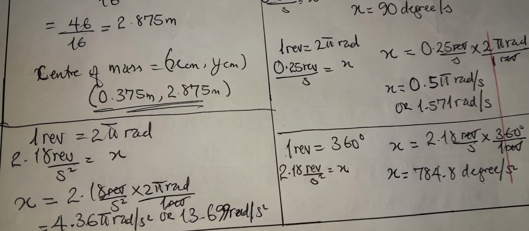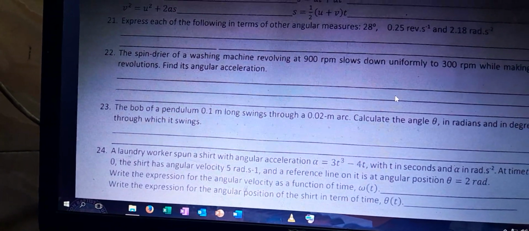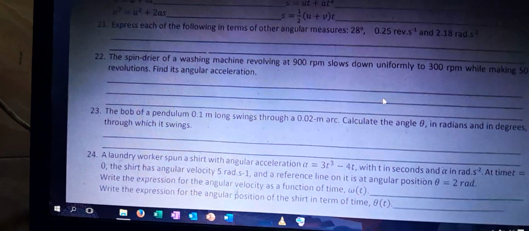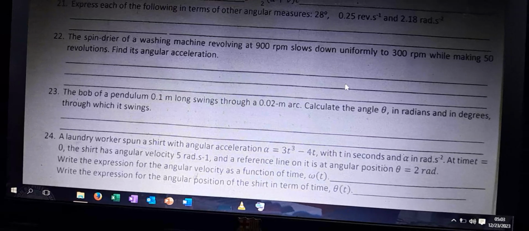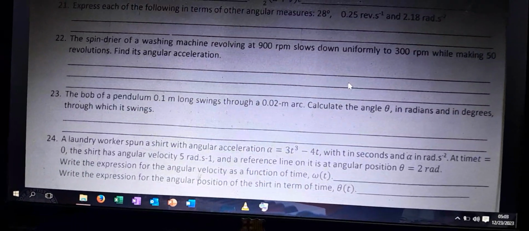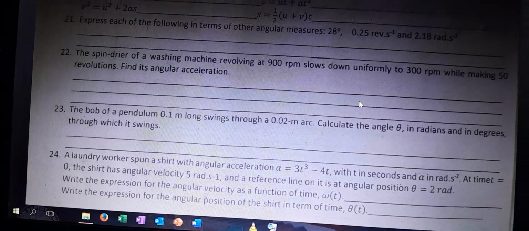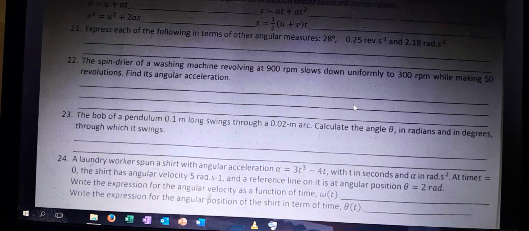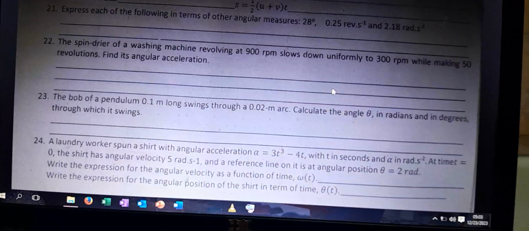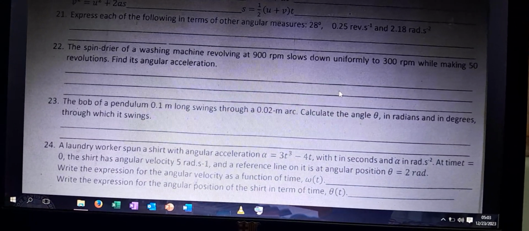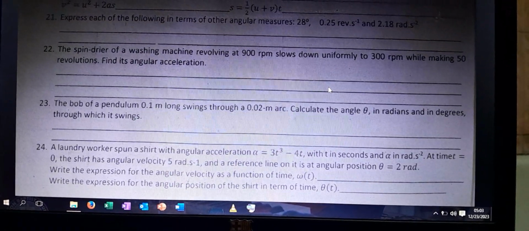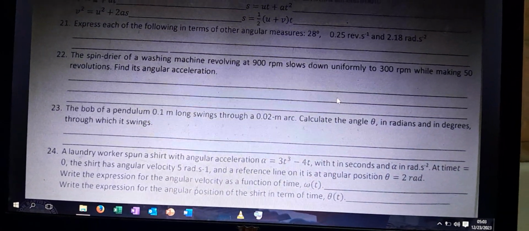So I'm going to go to question 22. All right, question 22, we'll be doing it together. The spin dryer of a washing machine revolving at 900 rpm, meaning revolutions per minute, now slows down to 300 revolutions per minute while making 50 revolutions. Find the angular acceleration. The first thing I'll be doing is converting revolutions per minute to radians per second. After doing that, I will simplify it into the formula.